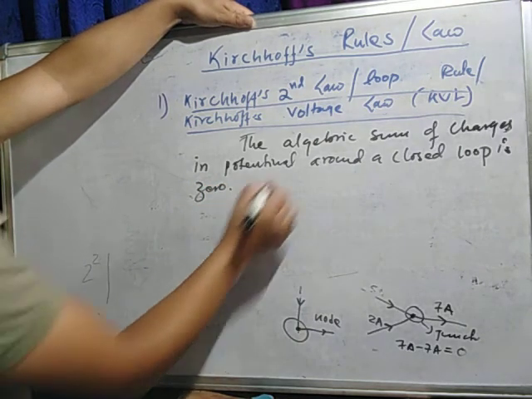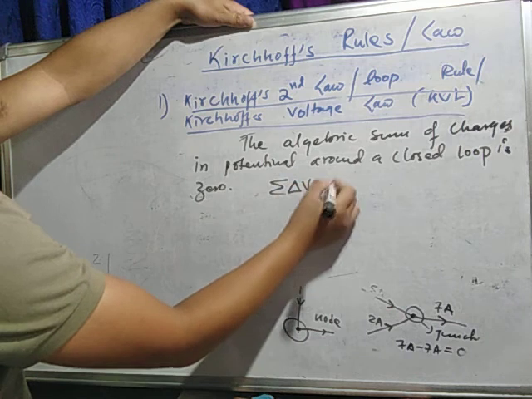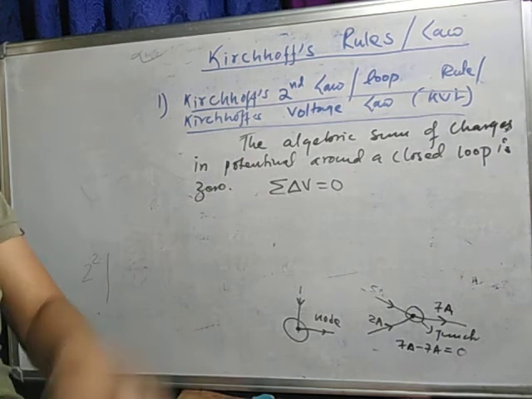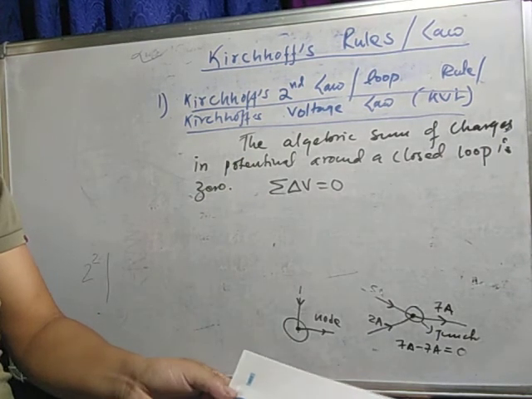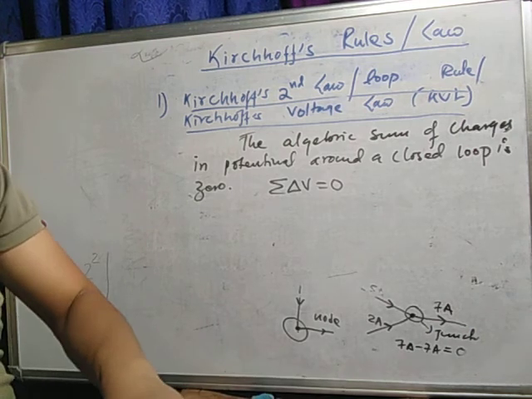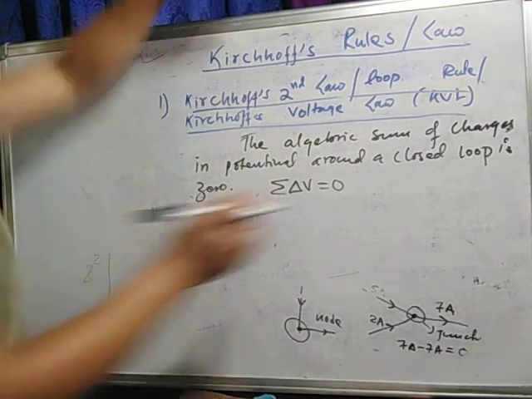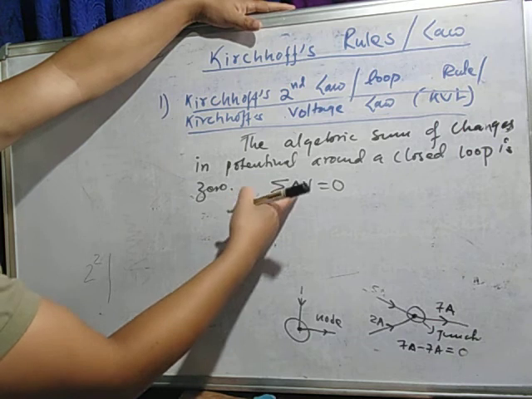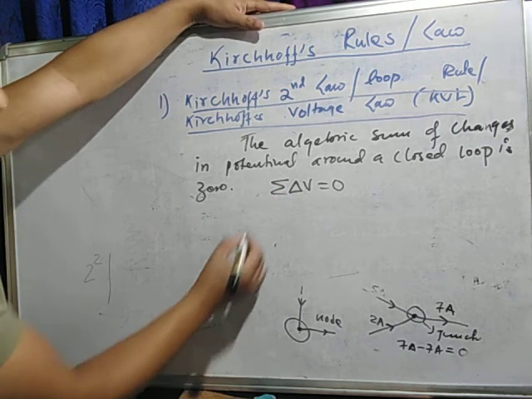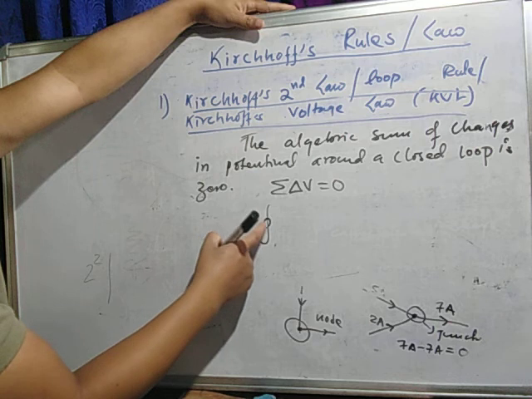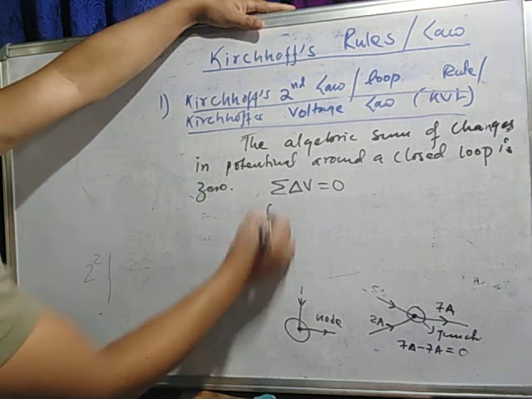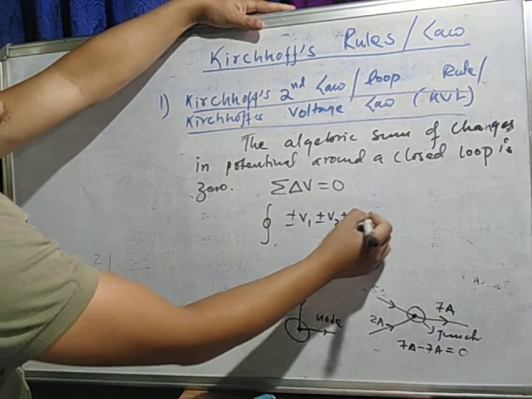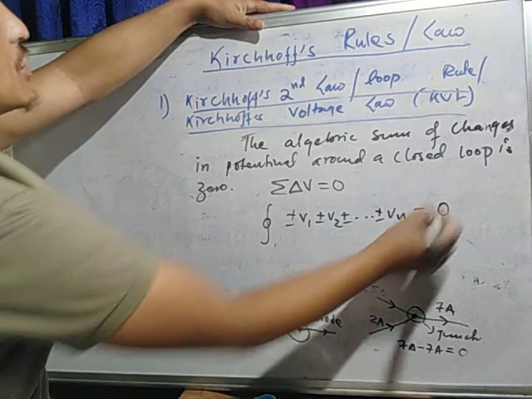So what it means is that del V equals to how much? 0. Sorry, turn to page number 116. There you have the loop rule. The algebraic sum of changes in potential around a closed loop is 0. So del V equals to 0, or you can write this as closed loop. Any figure closed. So plus minus V1 plus minus V2 plus minus dot dot dot plus minus Vn equals to 0.